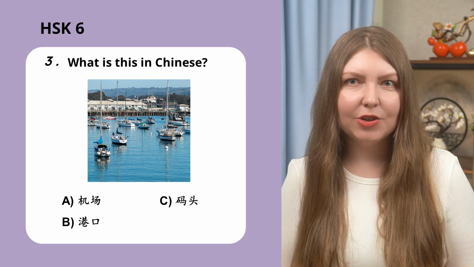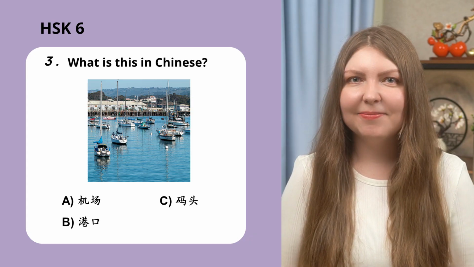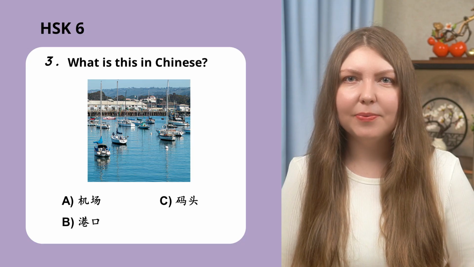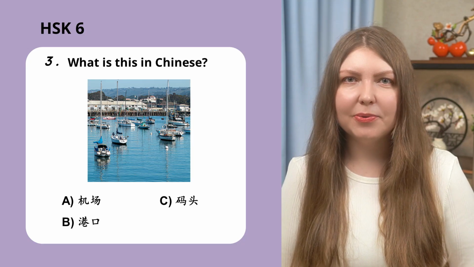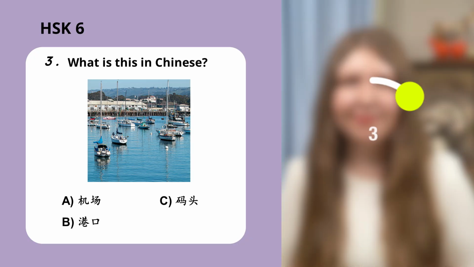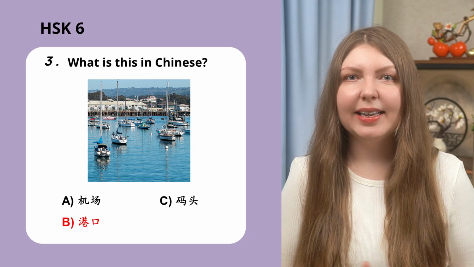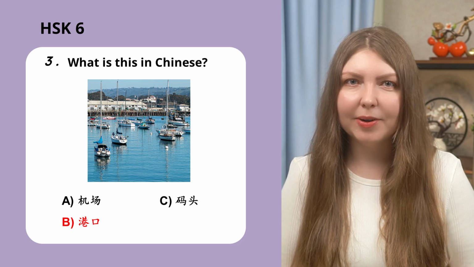Take a look at this picture. What is this in Chinese? Is it A, 机场, B, 港口, or C, 码头? Take a moment to decide. The correct answer is B, 港口, which means harbor. Good. Now let's move into the sentence part.